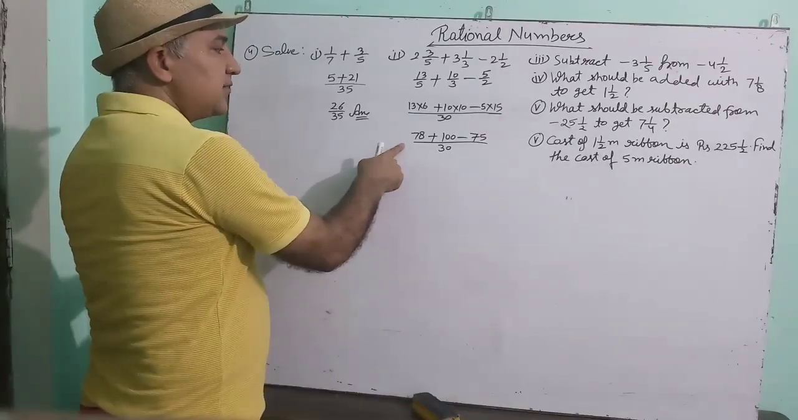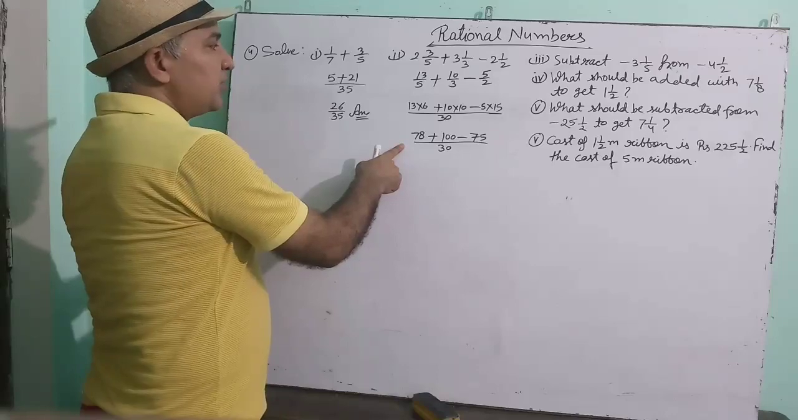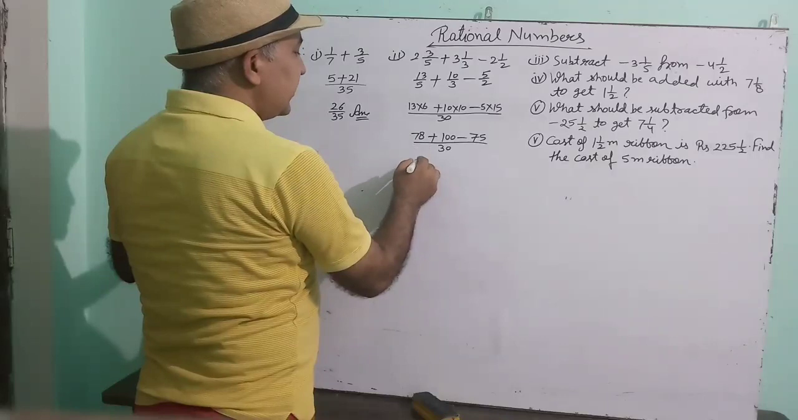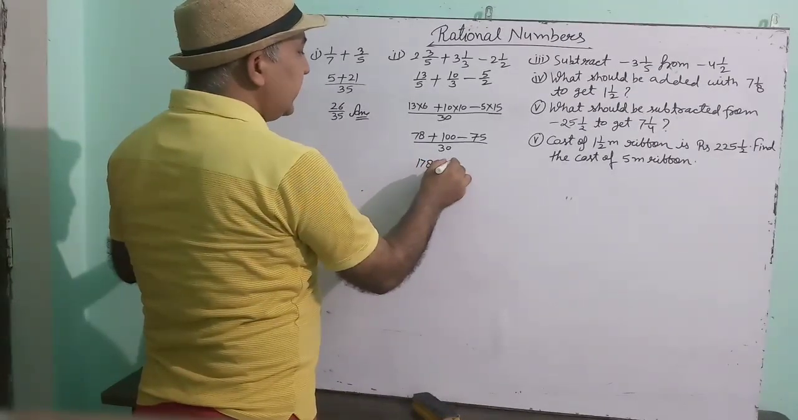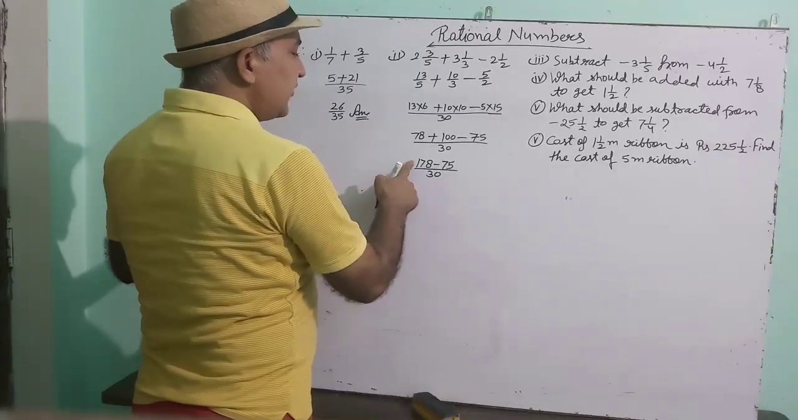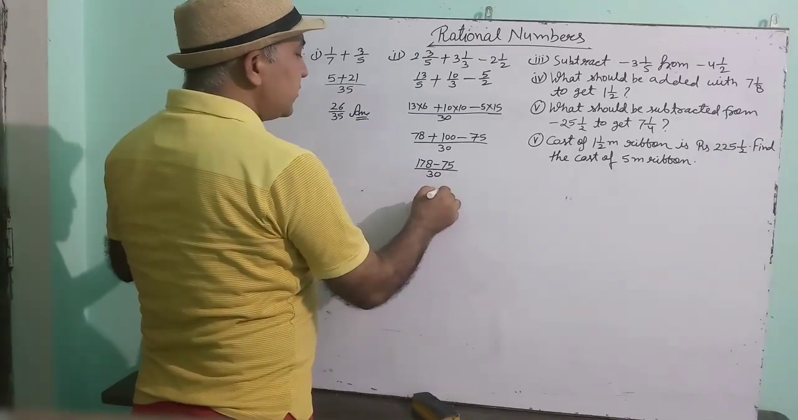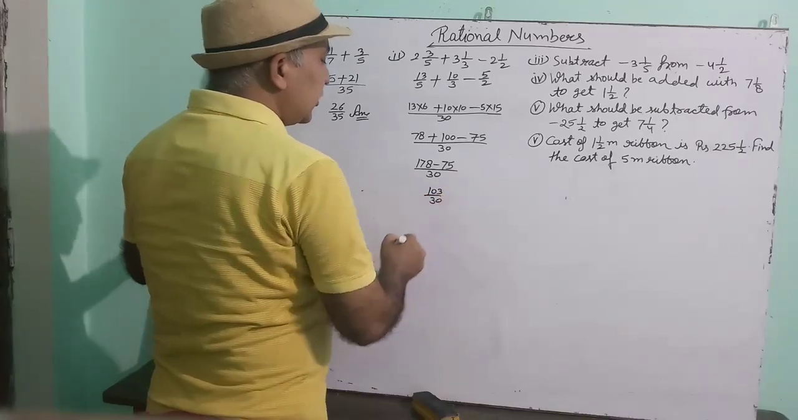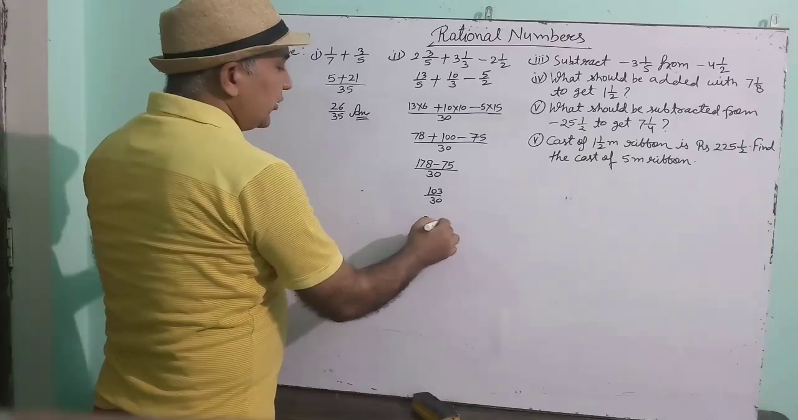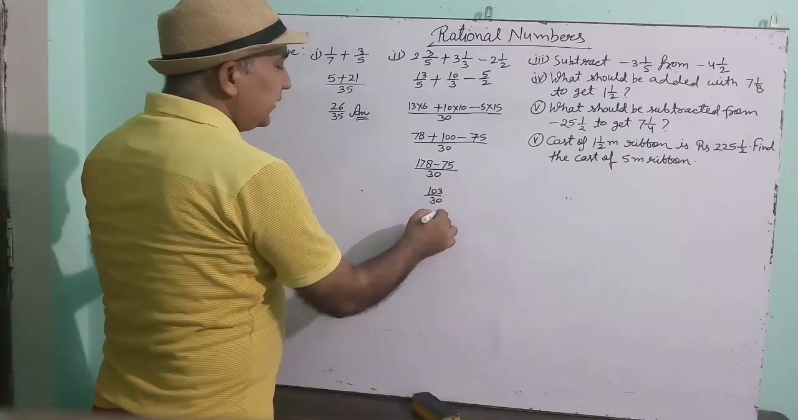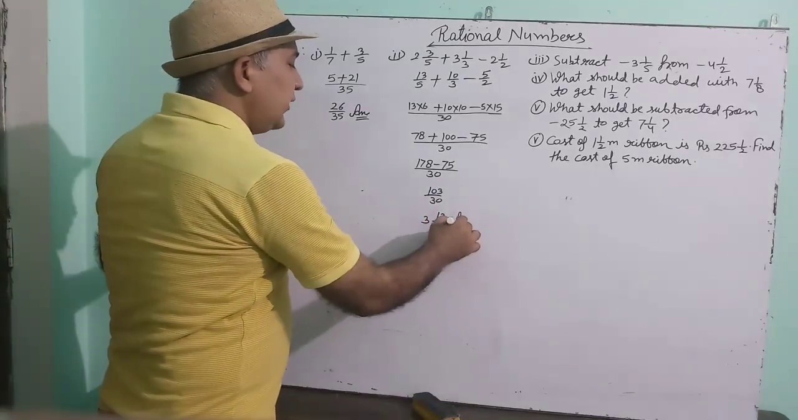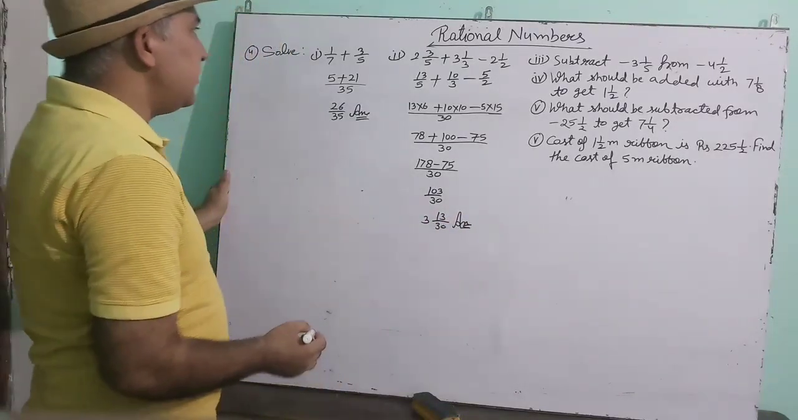This step is not necessary to write. You can write this step directly by multiplying 13 into 6. Okay. Now 100 plus 78 is 178 minus 75 upon 30. 178 minus 75 is 103 upon 30. Now convert this into a mixed fraction. So 30 into 3 is 90. 90 plus 13 is 103. So 3 into 13 upon 30 is the answer.